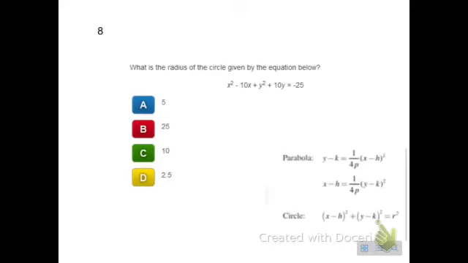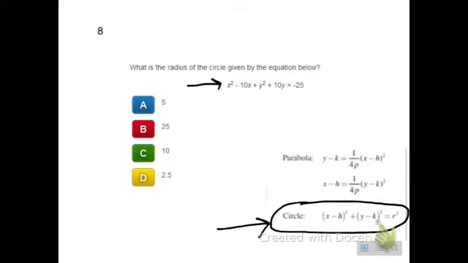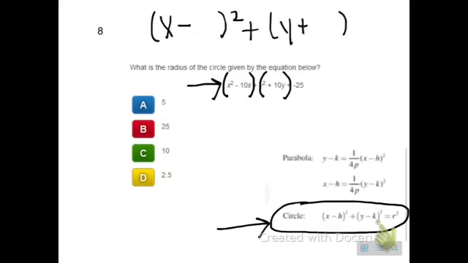Number 8, what is the radius of the circle given by the equation below? Now remember, we used the formula sheet here. This is what we talked about in class today. Here's our formula sheet for a circle. Notice on the formula sheet that the circle formula has parentheses, but our equation in the problem doesn't. So we want to group our x terms and group our y terms. So that's going to give me x minus, and then put our square there, plus y plus, and put our square there, equals negative 25.